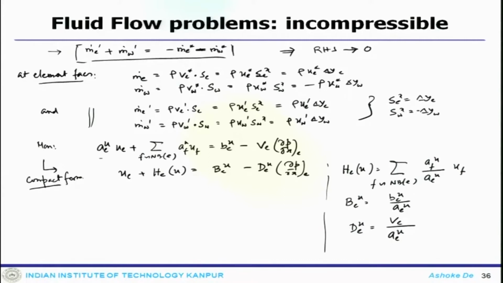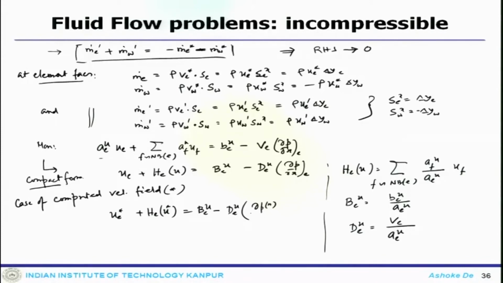Now, for the case of the computed velocity field, which is the star value, one can write u star equals H star plus B U minus D U del P n by del X at E.